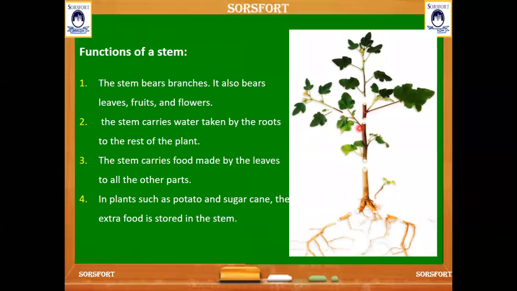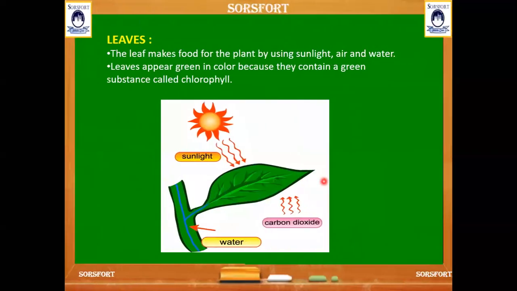And in some plants like potato and sugarcane, we can find the food is stored in the stem. In the sugarcane, what part of the sugarcane do we have as food? The stem part of the plant. In that, the extra food is stored in the stem.